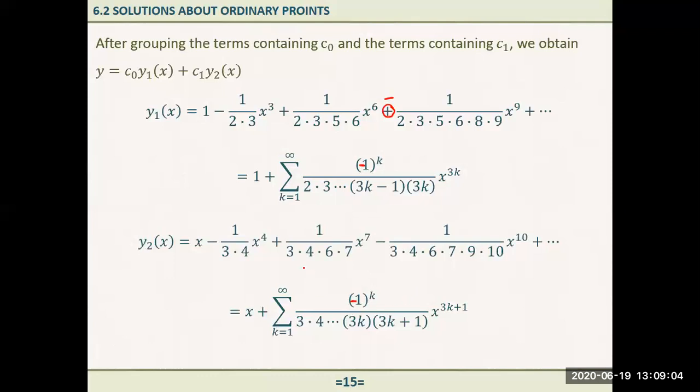And how about these terms? Here we have 3 times 4, then 3 times 4 times 6 times 7, then 3 times 4 times 6 times 7 times 9 times 10. So that is 3 times 2 plus 1, 3 times 3 plus 1, and so on, and that's why it is this form. Actually, these two things give us the power series solutions of the given differential equation.